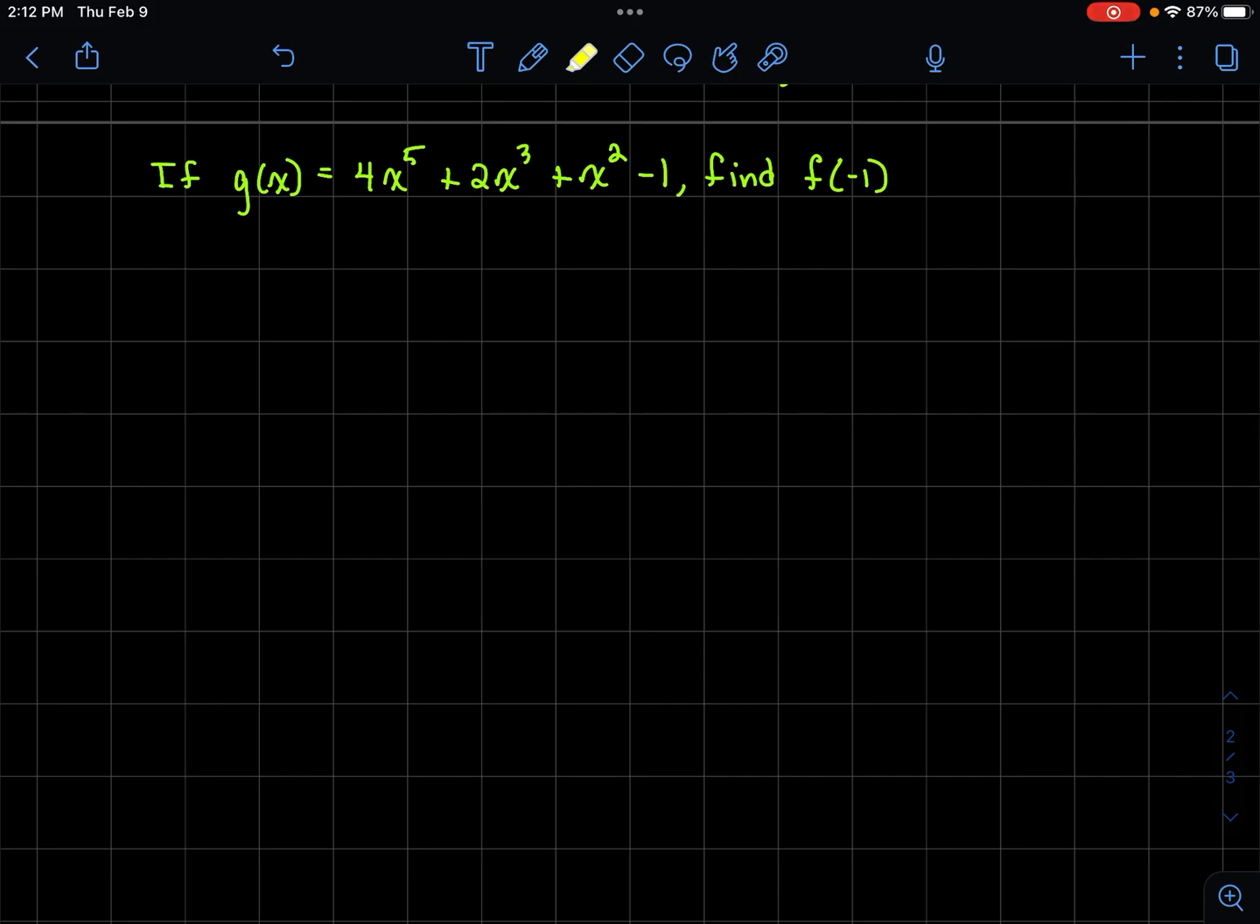All right, let's try another one. Here's a function g of x, and we're going to want to evaluate at -1. Well, I'm going to take my number, -1.